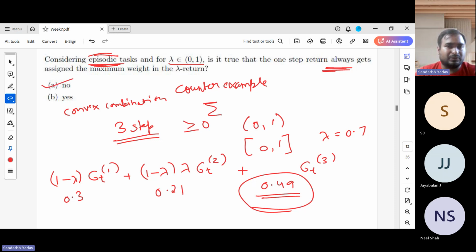So it's not always true that the first one-step return will get the highest weight, but this is true for episodic tasks, right? So this is not true basically. If we have continuous tasks, then 1 minus lambda will always be there, but we are diluting it by lambda every time, so it will keep on reducing. In that case, you can say that the first one will get the highest weight. But in episodic tasks, you cannot guarantee that. So the answer is no. Okay, I hope you got this.